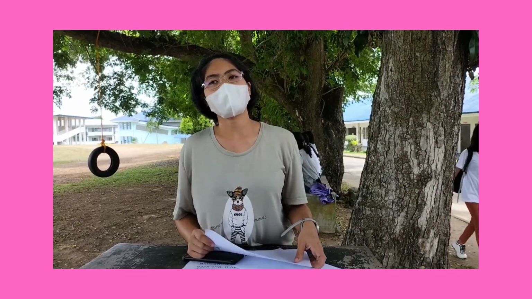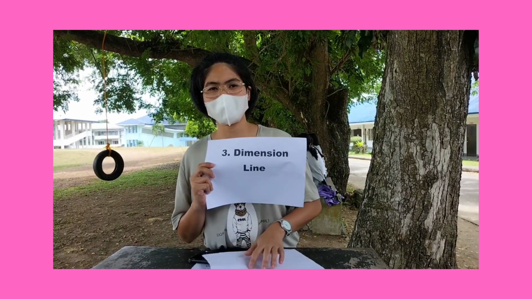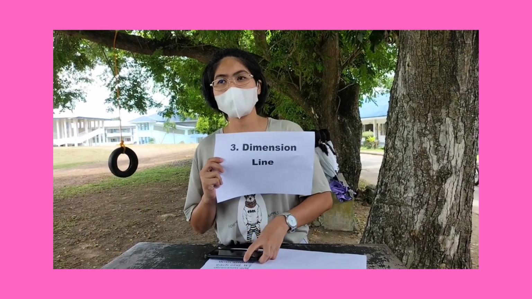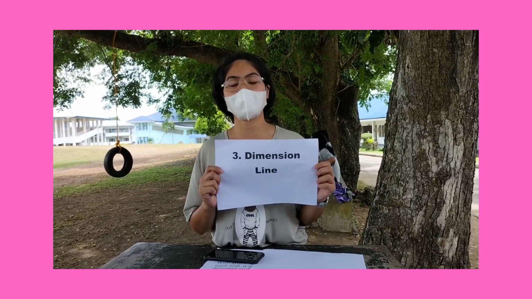So the next one, guys, is dimension line. So what is dimension line? It's a fine dark solid line with arrowheads on each end. It indicates direction and extent of a dimension.